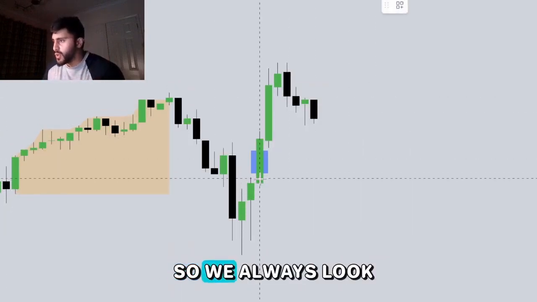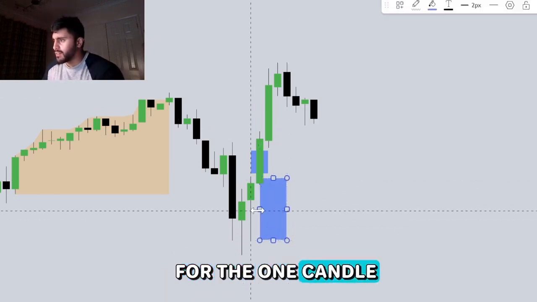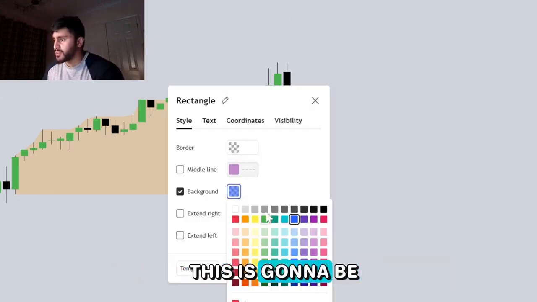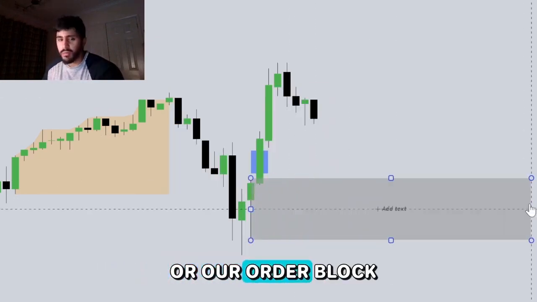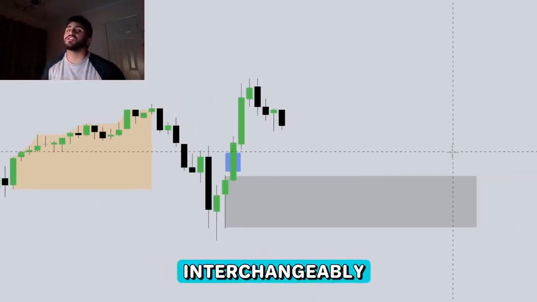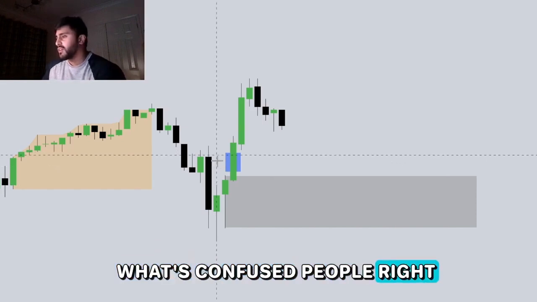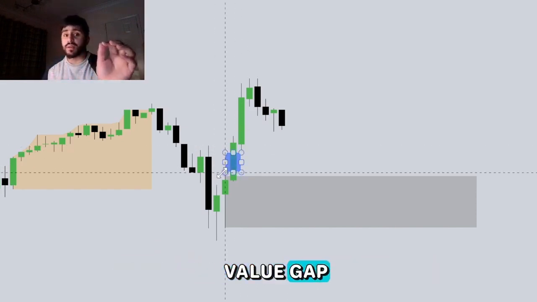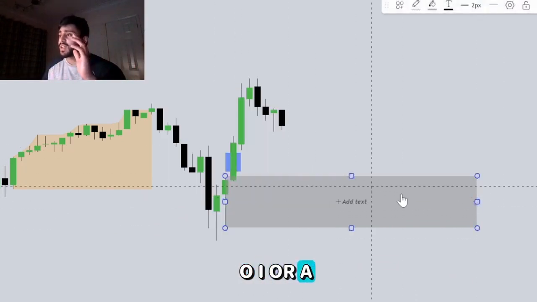So we always look for the one candle that comes before the imbalance. This is going to be our point of interest or our order block or whatever you want to call it, right? I use the word order block and fair value gap interchangeably, and I think that's what's confused people, right? If this is the imbalance, this is the fair value gap. This is a POI or a key level.